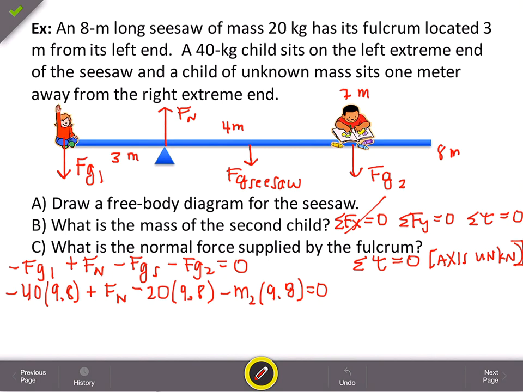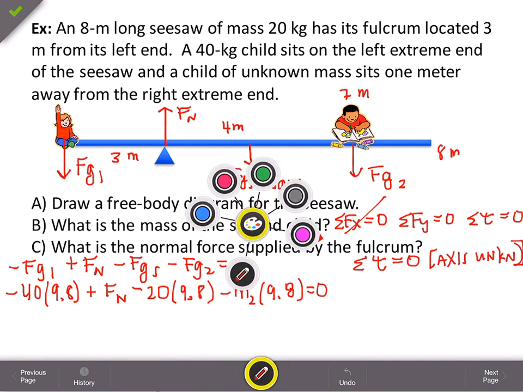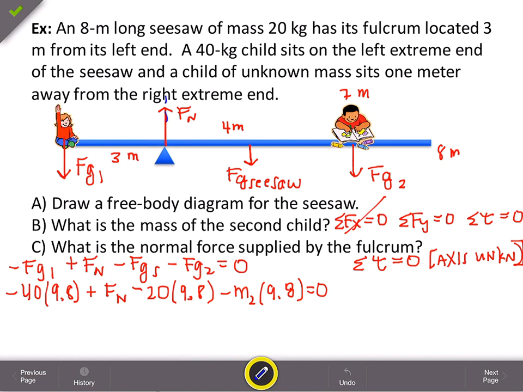So here, I'm going to put my axis right on my fulcrum. Makes sense to do that. So let's draw right here. That is going to be my axis. And I'm going to add up all my torque. So on the left-hand side, I have FG1, 3 meters away. And since that torque is going to cause this thing to move counterclockwise, I'm going to make that negative.